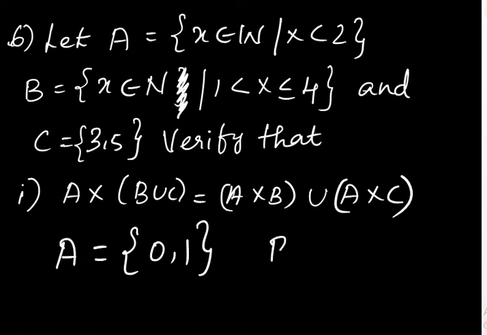Next, for B they are saying it belongs to N. N means natural numbers and it should be greater than 1 and less than or equal to 4. So the B value will be 2 comma 3 comma 4, and the C value is already given as the set of 3 comma 5, and we need to verify this statement.